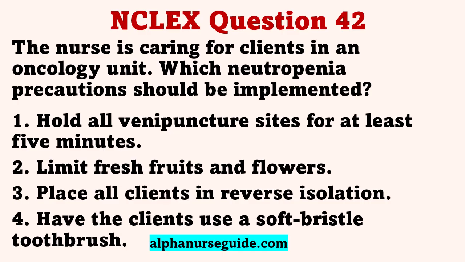Option 1 would be done for thrombocytopenia, not neutropenia. Clients with severe neutropenia may be placed in reverse isolation, but not all clients with neutropenia will be placed in reverse isolation. Clients are at a greater risk for infecting themselves from endogenous fungi and bacteria than from being exposed to non-infectious individuals. Option 4 is an intervention for thrombocytopenia. Option 3 has the word all in it, which would make you not select this option.